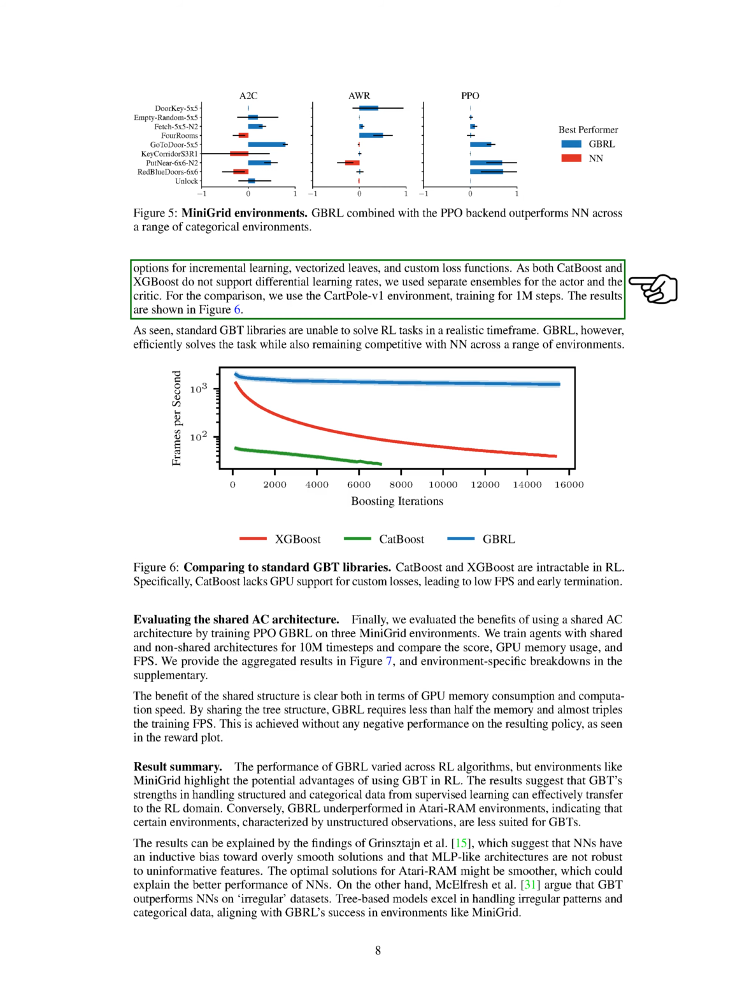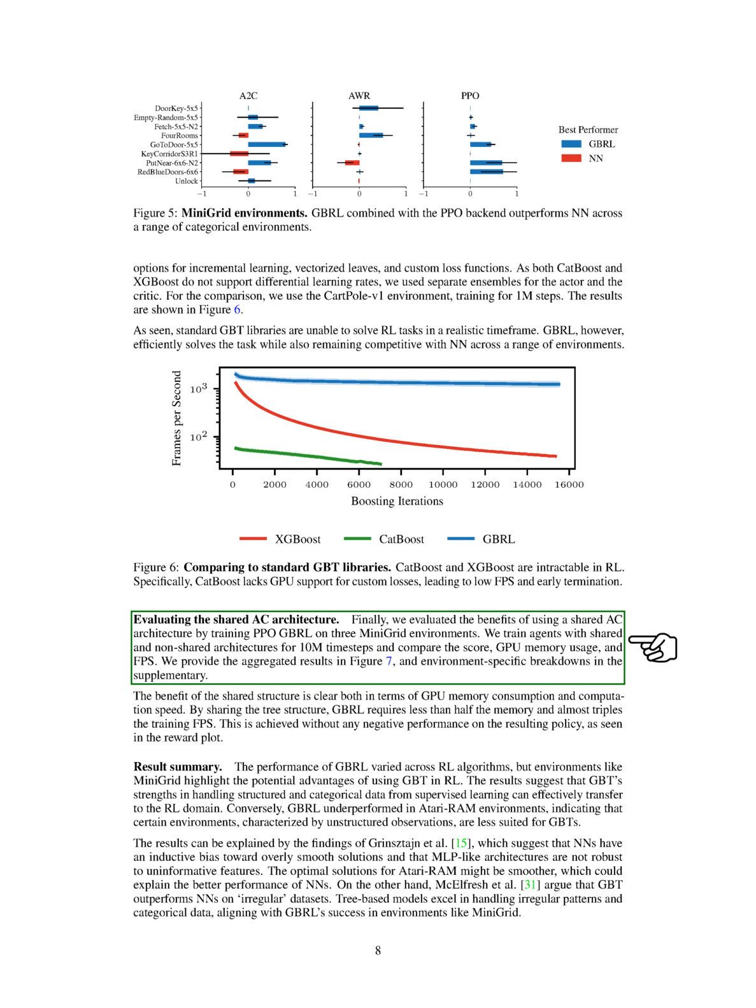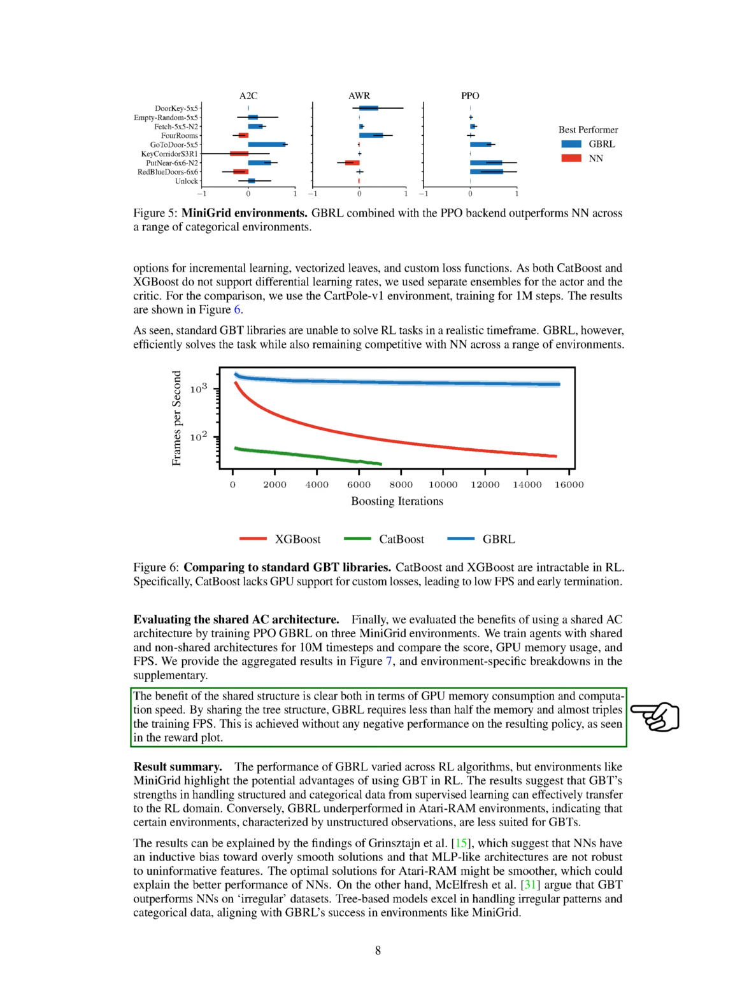When compared to traditional GBT libraries like CatBoost and XGBoost in the CartPole v1 environment, GBRL efficiently solved the task within a reasonable timeframe and remained competitive with NN across various environments. Furthermore, we evaluated the benefits of using a shared AC architecture in GBRL by training agents on mini-grid environments. The shared structure significantly reduced GPU memory consumption and improved computation speed without compromising performance.